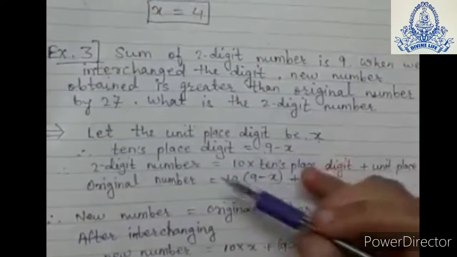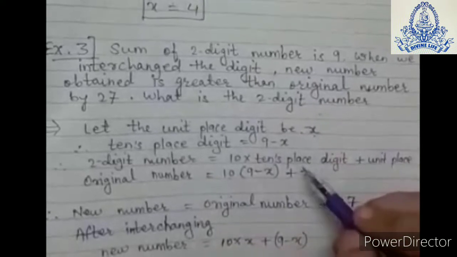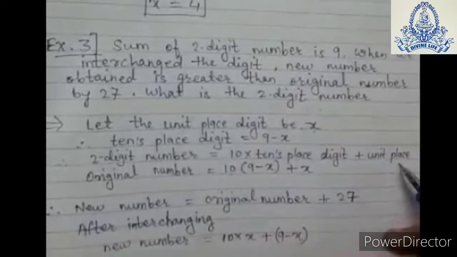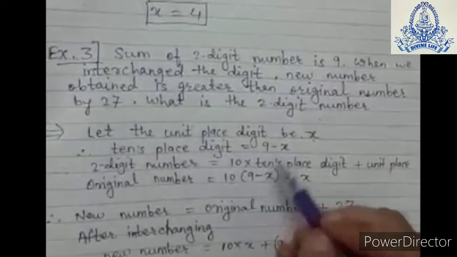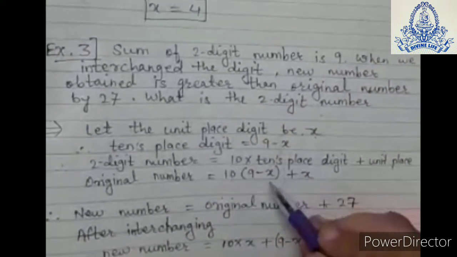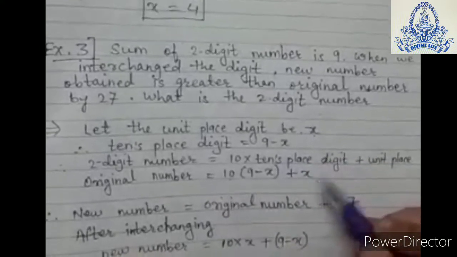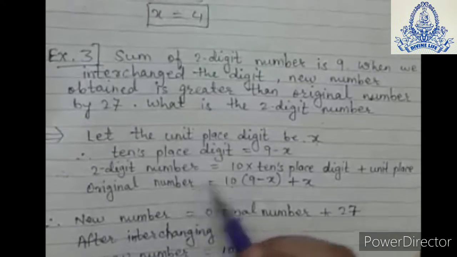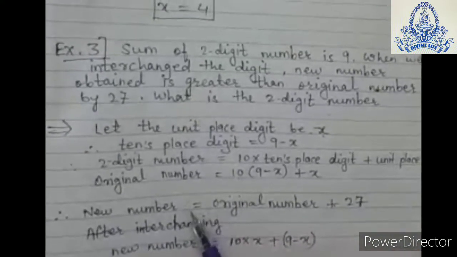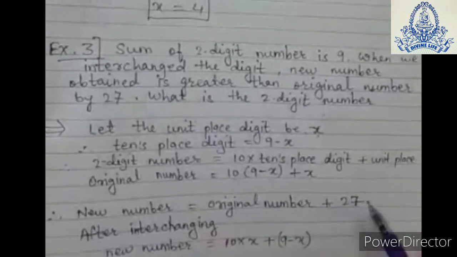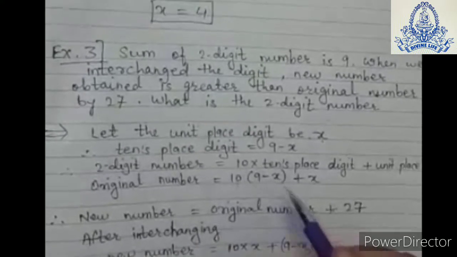So what does the 2-digit number become? 10 multiplied by 10's place digit plus unit place digit. In this form only we write the 2-digit number. So 10 multiplied by what is 10's place digit? 9 minus x, plus units place digit is x. Okay. So what is the new number given? That is original number plus 27. Okay. New number is original number plus 27. Our original number is 10 into 9 minus x plus x.